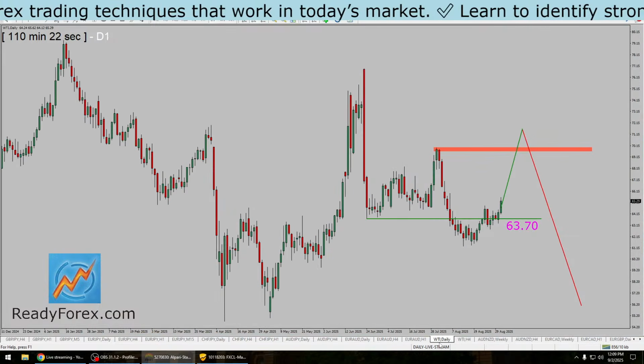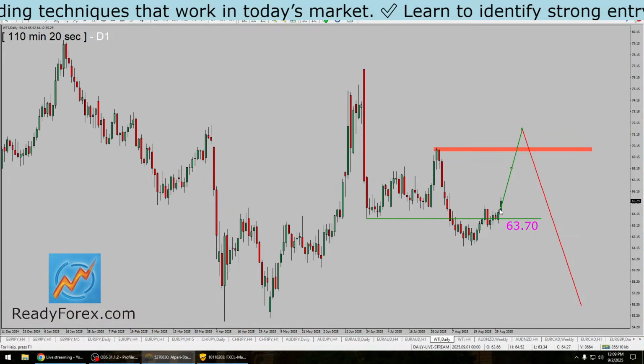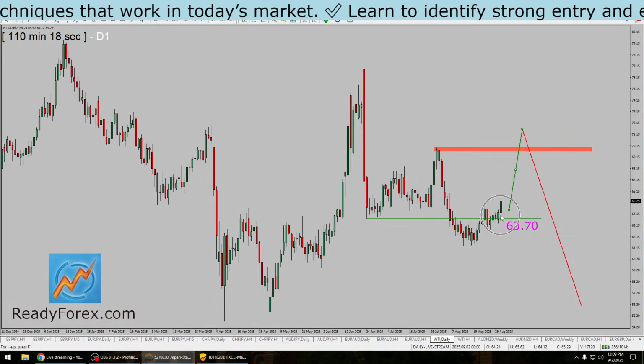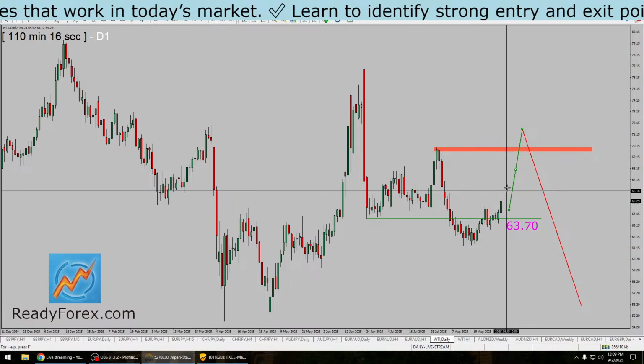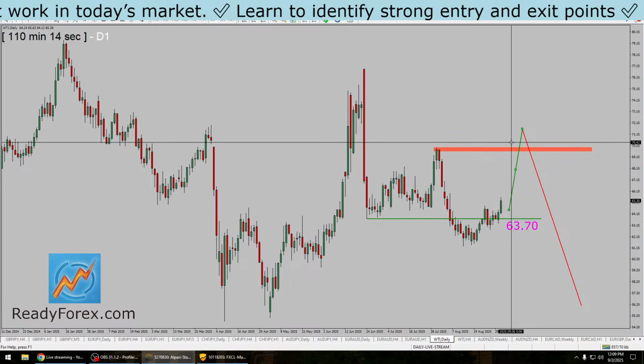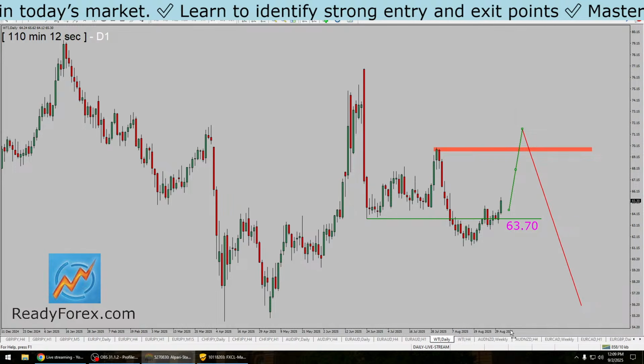Next one is the WTI crude oil. Crude oil, I told you already that crude oil is going to rise up. It is probably going to create a false bullish breakout, then expect a top and a drop.